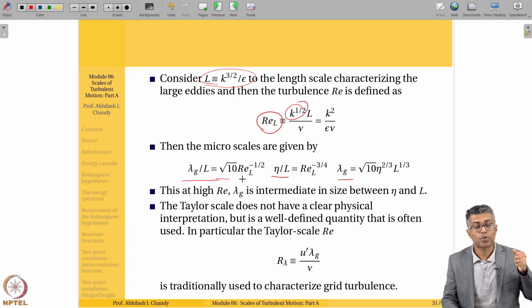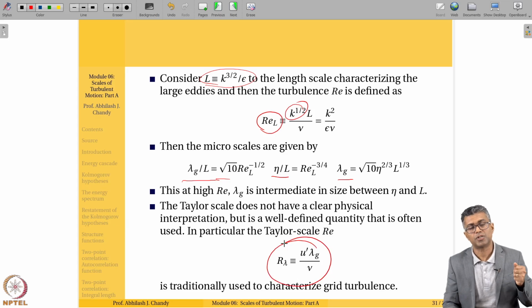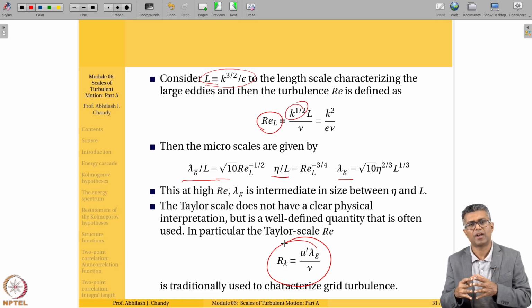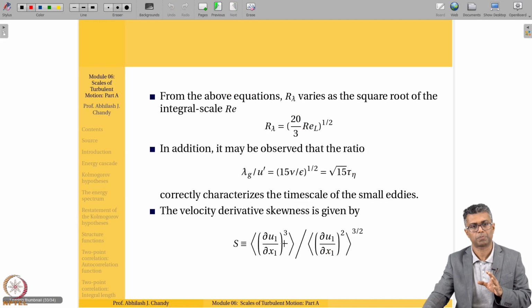But you can define what is called a Taylor scale Reynolds number by this one. R lambda is u prime lambda g over nu, which is traditionally used to characterize grid turbulence, because grid turbulence is used as an experimental data set in a lot of cases for correlating computations. So in that sense, it is used for a lot of different studies, mostly on a theoretical basis and not in a practical sense. So you cannot use it for jet flows or channel flows because it doesn't apply. The Taylor scale Reynolds number applies only to grid turbulence.